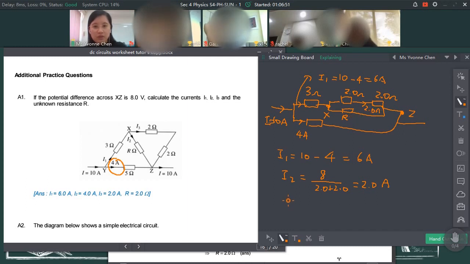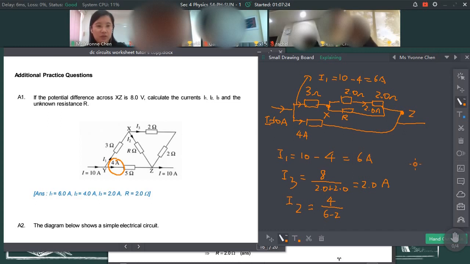Okay, and how do you get I3? Oh, sorry, that's not I3, it's I3. Yeah, correct, this is I3. Then what about I2? How do you get I2? 6 minus 2. Okay, good. It's just 6 minus 2. Oh, just 6 minus 2. Okay.